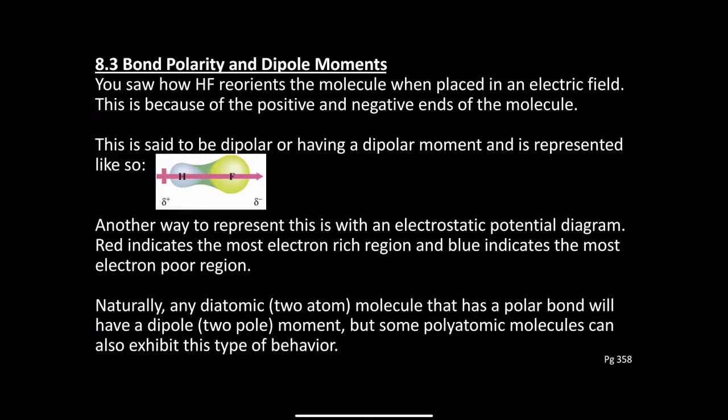So naturally, any diatomic or two-atom molecule, right, breaking that apart, di means two and atomic means atom. The molecule that has a polar bond will have a dipole movement, or two poles, right? A pole on either end. You have a negative pole and a positive pole, kind of like the Earth, right? The North and the South Pole. But some polyatomic ions can also exhibit this behavior. So polyatomic meaning many atoms, right? Sometimes they will also have a dipole movement.